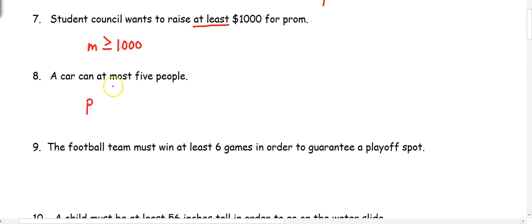Number 8, a car can hold at most 5 people. So we're going to say P, at most is our key phrase, which means 5 people can fit in or less. So we would have P is less than or equal to 5. Number 9, the football team must win at least 6 games in order to guarantee a playoff spot. So we have at least again. So we're going to say G is greater than or equal to 6.